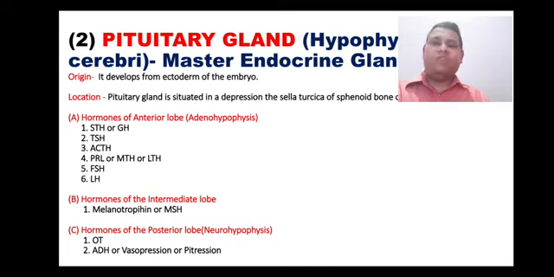Second, ADH, antidiuretic hormone or vasopressin. This hormone has two main functions. One, antidiuretic effect: it increases the reabsorption of water into the distal convoluted tubules and collecting ducts of the nephrons of the kidneys. As a result, the reabsorption of water from the glomerular filtrate is increased.